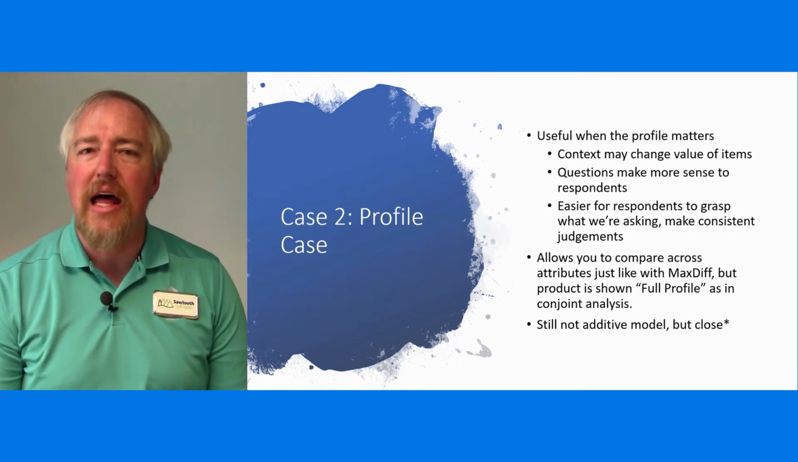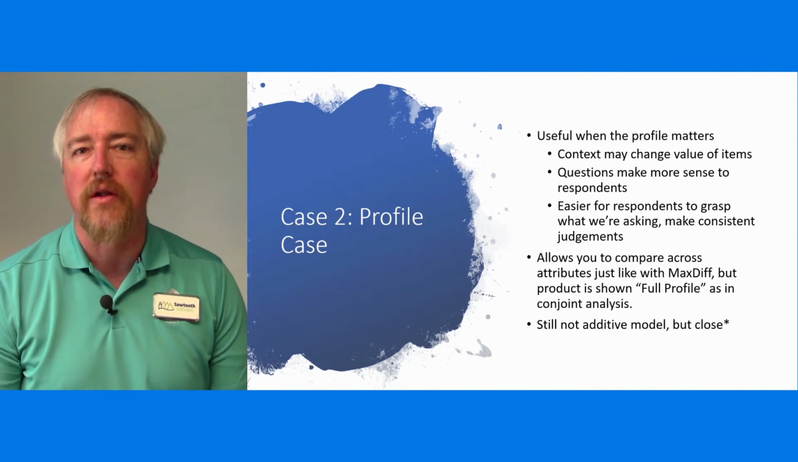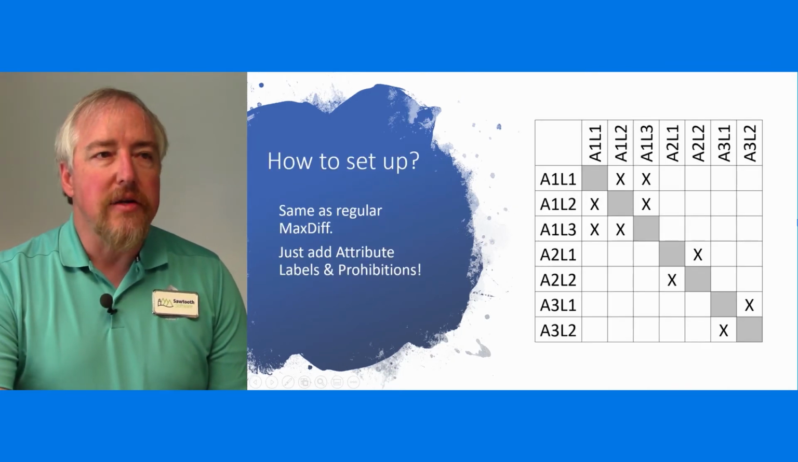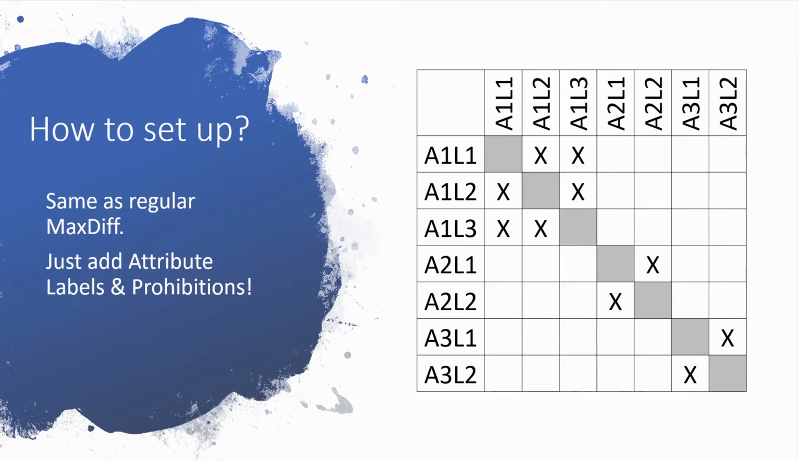But it's still not an additive model. It also doesn't, out of the box, support interaction effects. Okay. All right. So how do we set this up? The way we set this up is we create, essentially, a MaxDiff in Lighthouse Studio, but then we're going to put in prohibitions to make sure that the things within an attribute don't show up together. And then we're going to bump up the number of items that we're showing in a task, so the number of items matches the number of attributes.